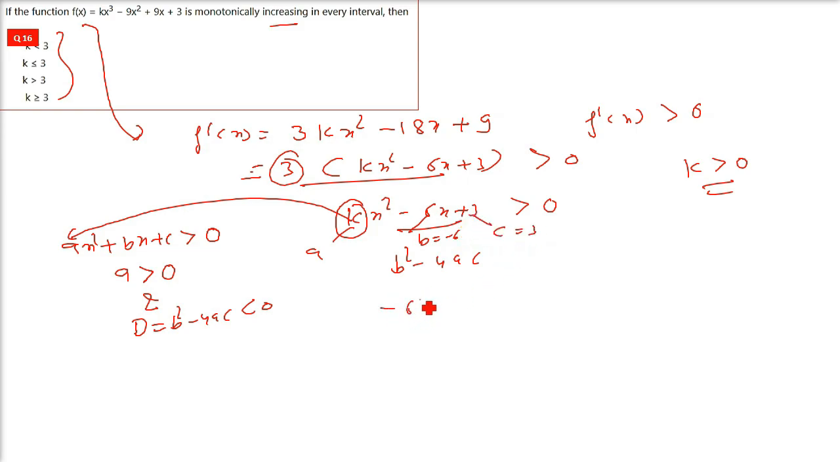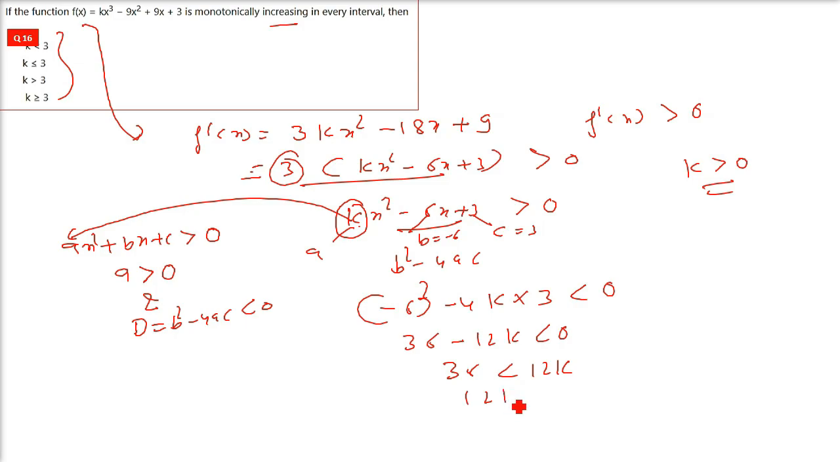Now I'm replacing the values in b square minus 4 into a, that is k, and this is 3. So this is less than 0. 6 square is 36, minus 12k, less than 0. 36 is less than 12k. That is, 12k is greater than 36. k is greater than 36 by 12, which is k is greater than 3.